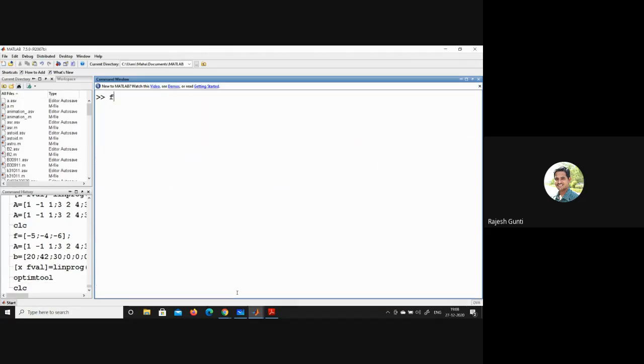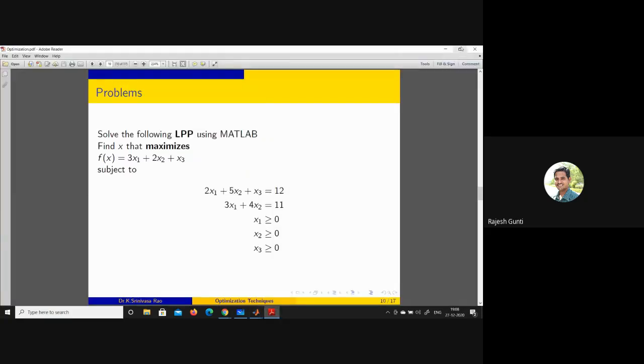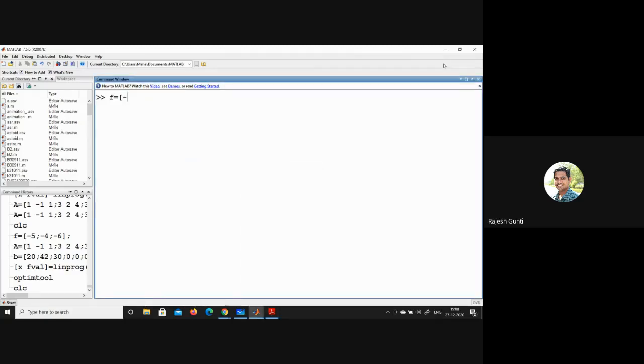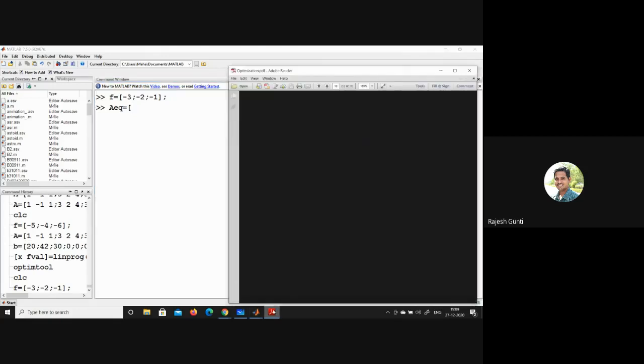F is equal to minus 3, minus 2, minus 1. Capital A null, small b null. Right hand side is our choice, so I am writing them as null. We can also take capital A, not a problem, but this is for equality constraints.